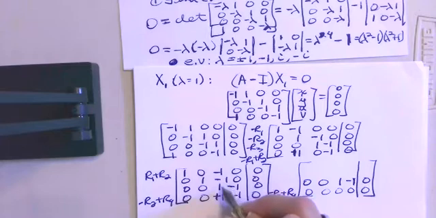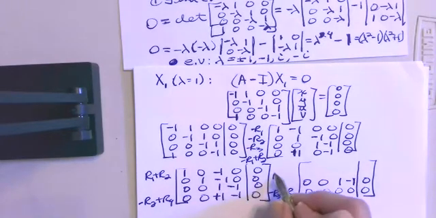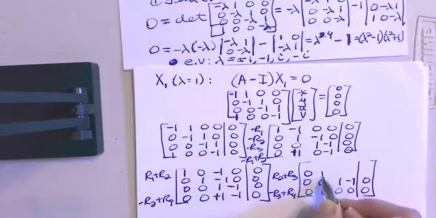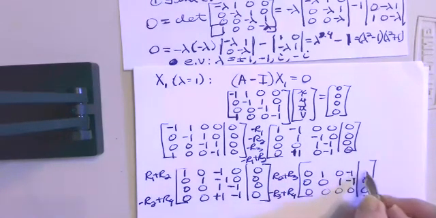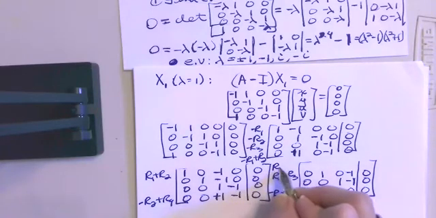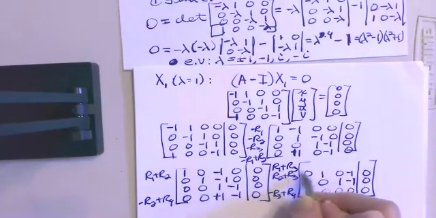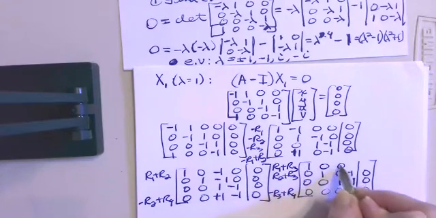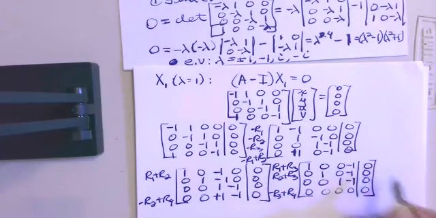So to get rid of this minus 1 using the plus 1, it's just row 2 plus row 3. So that'll be 0, 1, 0, minus 1, 0. And to get rid of the minus 1 using the plus 1, it's just add row 1 and row 3. So you get 1, 0, 0, minus 1, 0.